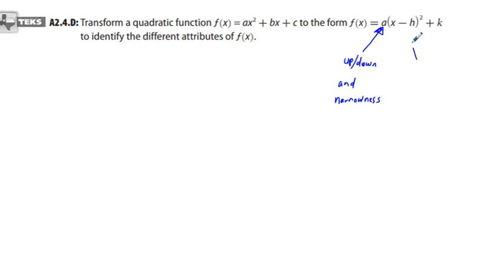Okay, this h here is in x minus h. This affects the horizontal position of the vertex. And what does k affect here? What do you think? The vertical position of the vertex.